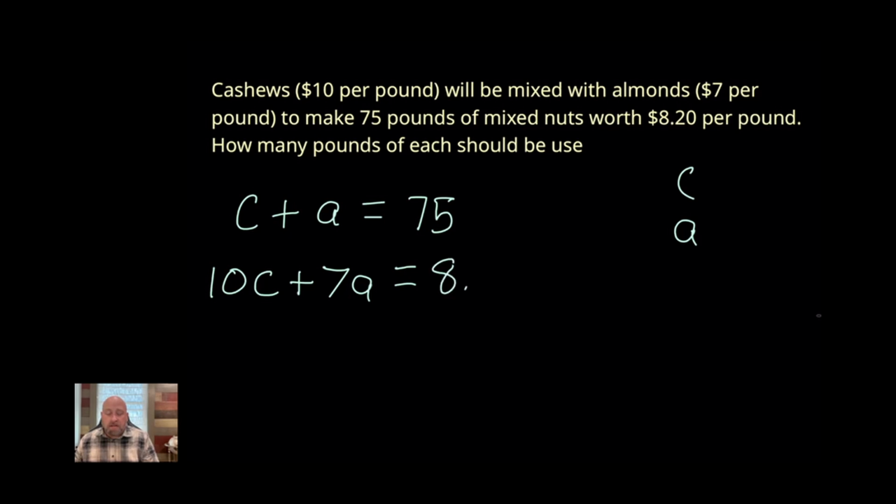$8.20. But not just $8.20. It's $8.20 per pound. How many pounds did we have? We have 75 pounds times 75. Okay?